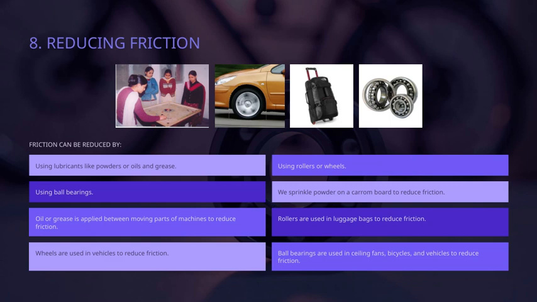One common method is to use lubricants like powders, oils, or greases. These substances create a thin layer between moving parts, minimizing resistance. For example, applying oil or grease between machine parts helps them move more easily and reduces wear and tear.